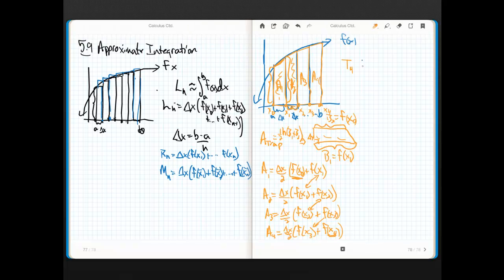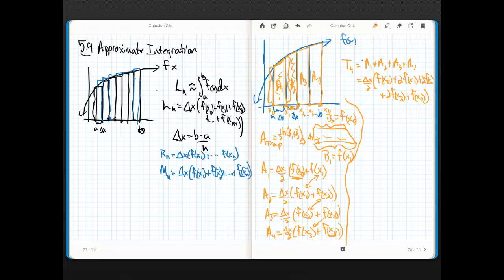So if I wanted to do T sub 4, wouldn't this be A sub 1 plus A sub 2 plus A sub 3 plus A sub 4, right? Which is just equal to, now I'm going to get a little crazy here with my algebra. Notice that they all have a delta x over 2, so I'm going to factor that out. Delta x over 2, and then what happens? It's f of x sub 0 plus 2 f of x sub 1, it got counted twice, plus 2 f of x sub 2 plus 2 f of x sub 3 plus f of x sub 4.